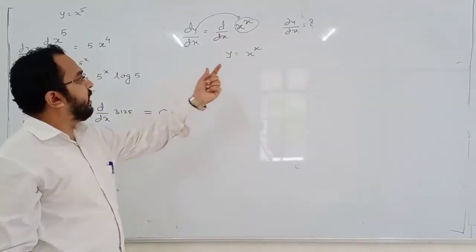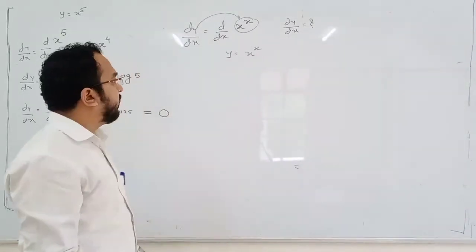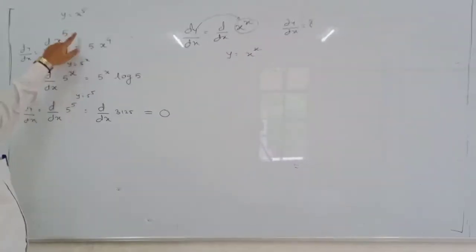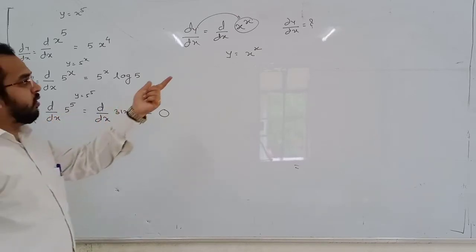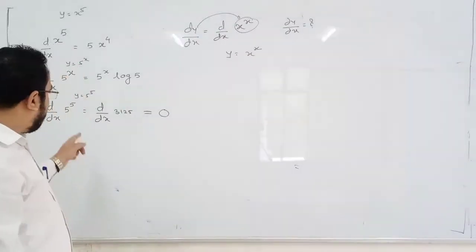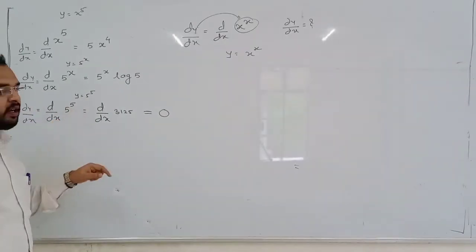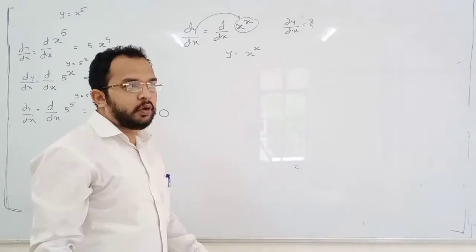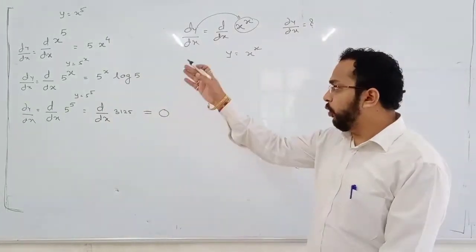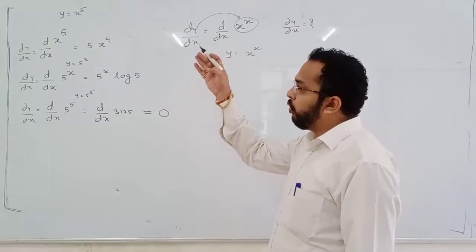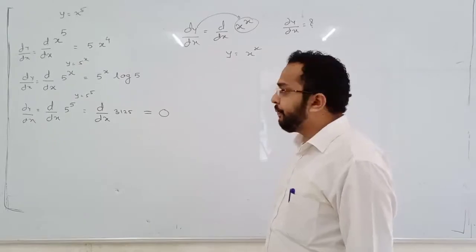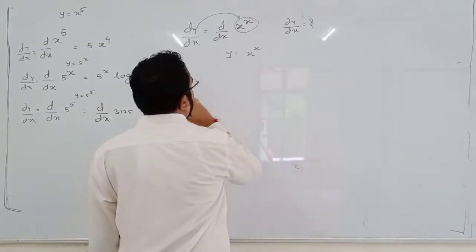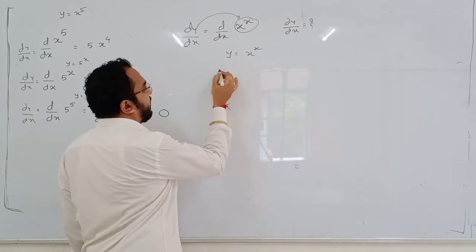But which rule will you use for this? x to the power x. There are variable to the power constant, constant to the power variable, and constant to the power constant. But here constant is absent. Same as here variable is absent. Here both are constant and here both are variable. So we can't use any of the three rules: the power rule, the differentiation of exponential function, and the differentiation of constant.